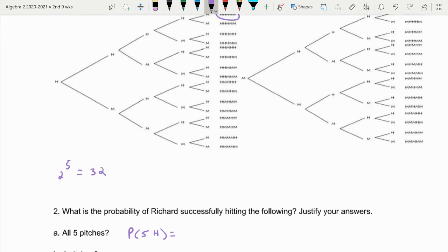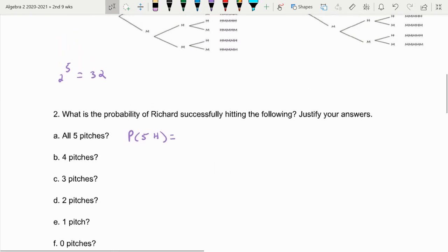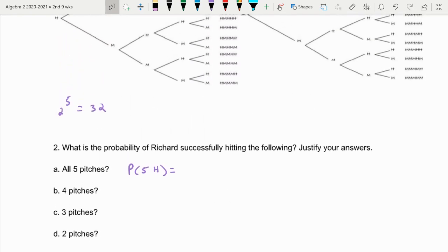Again, remember, multiply across tiers. So the probability of hitting five, it's only one time. So it's one out of the total, which is 32. Pretty simple there.